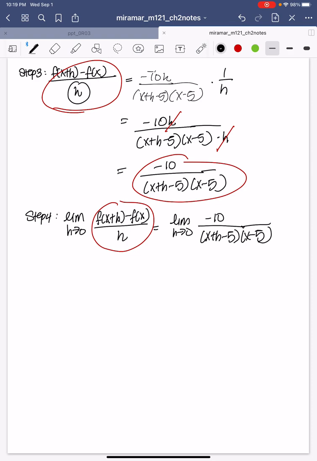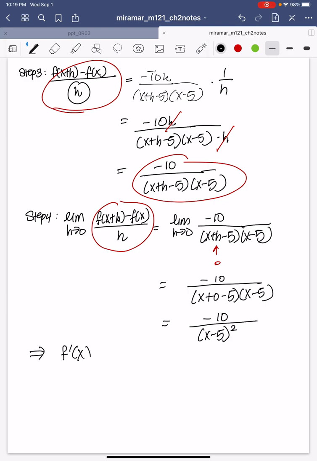Okay. All right, so h goes to 0 means this number here changes to 0, right? We are plugging in 0. So I'm going to have negative 10, x plus 0 minus 5, x minus 5. So negative 10, x minus 5, x minus 5, or x minus 5 squared. So that will be my step 4. Therefore, my f prime of x, the first derivative, is negative 10 over x minus 5 squared.